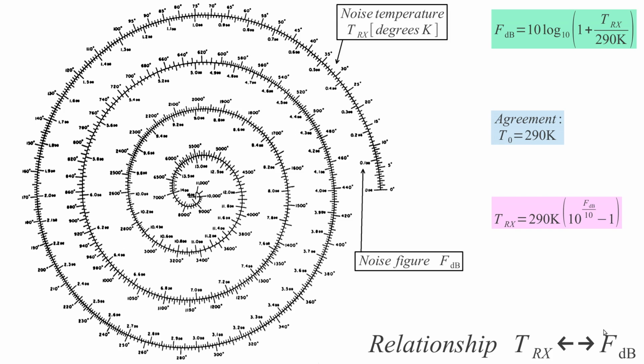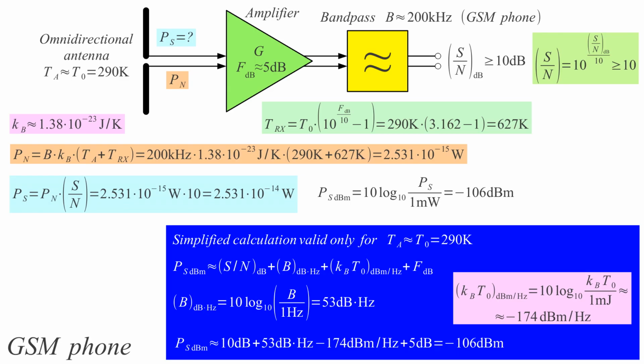Let's see how these things work, and what the orders of magnitude are here. The simplest example is a GSM phone, a mobile phone. A mobile phone has an omnidirectional antenna, and this omnidirectional antenna is seeing the environment of the phone. So its noise temperature is not far away from 290 Kelvin. It's mainly the environment. If we are using the mobile phone in a room, the antenna sees the walls of the room, and all the walls of the room are at room temperature, so there is not much new here.